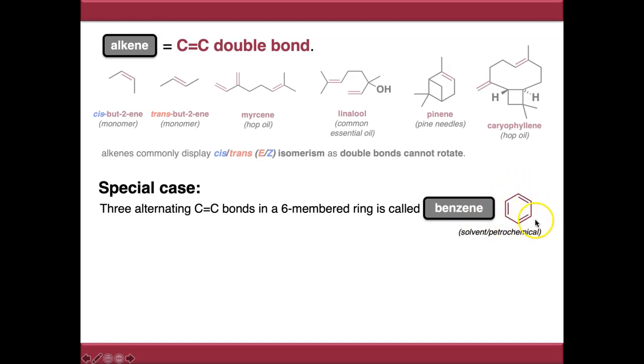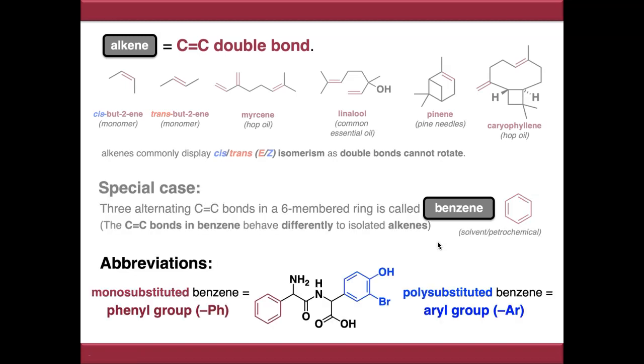So benzene itself is the unsubstituted compound shown here, which is used as a solvent. But it's really, really commonplace to have this functional group present in organic molecules in general. So the reason we've separated these two out is because the carbon-carbon double bonds in benzene behave differently to isolated alkenes. So they react in different ways. They're generally less reactive. But we'll come across a number of reactions in this module which deal with both.